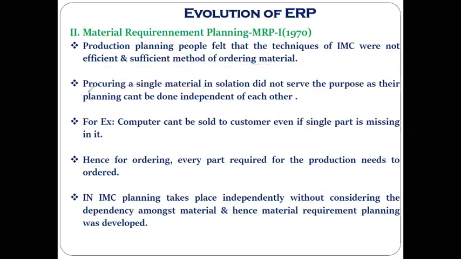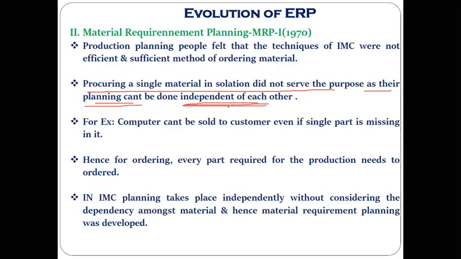And that is the reason I have mentioned here, procuring a single material in isolation did not serve the purpose of any company, of any industry, as the planning cannot be done independent of each other. When the planning needs to be done, the dependency has to be considered in the case of a manufacturing company. While manufacturing the computer, the production planning department has to think about which materials are dependent on each other. And by considering this dependency, then only can the ordering be given as a whole material requirement order.